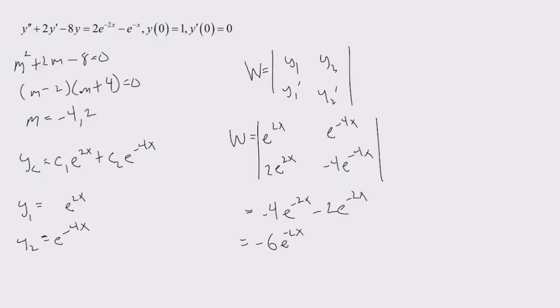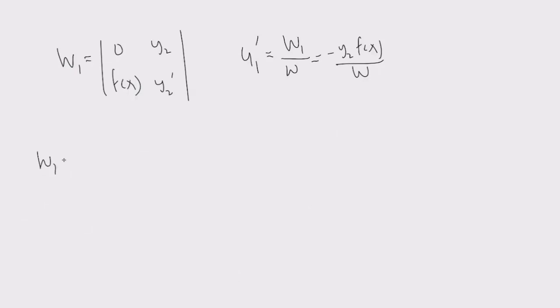Okay, let's talk about f of x. So what format does that have to be in? Since we don't have to divide by anything, then we can just take the right side. So f of x is going to be 2e to the negative 2x minus e to the negative x. Okay, so let's go set up our w1 and w2.